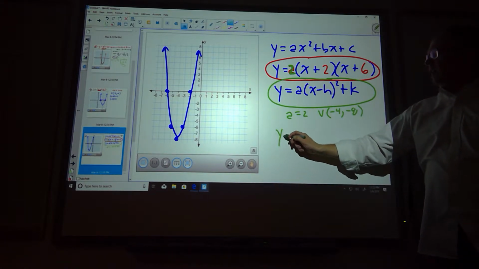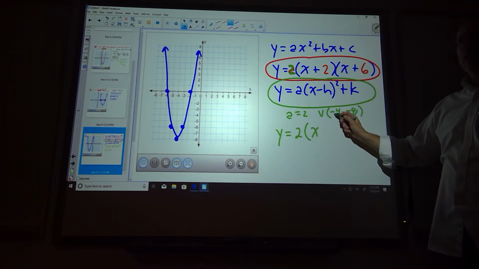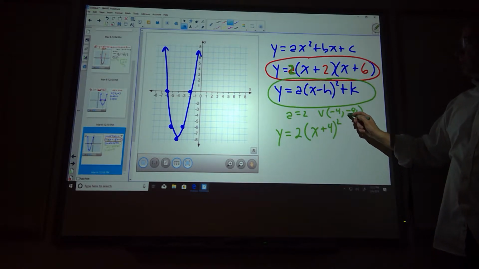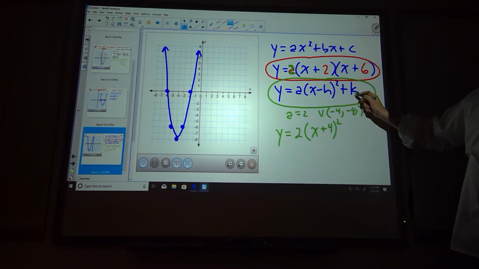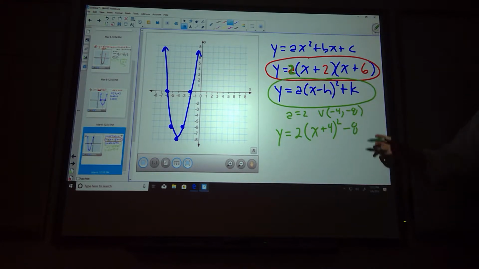So then I have a equals 2. If I plug it in, I have to change the sign. So that's the x value, which is the h value. So I have to change the sign. So that's plus 4 quantity squared. And then I keep the sign with the k, which is the y value. So that's my equation. But could this also be my equation?